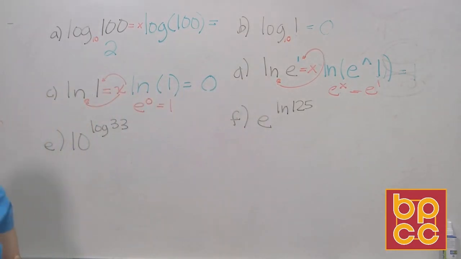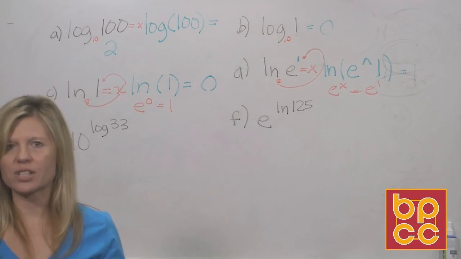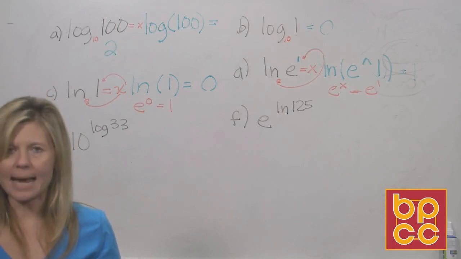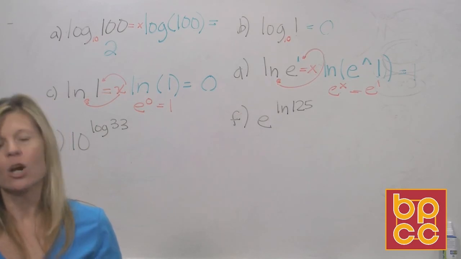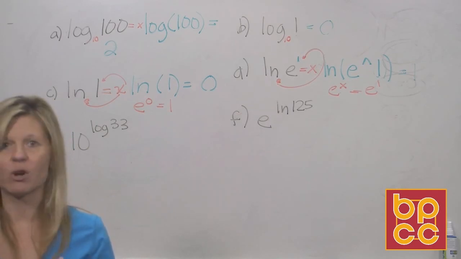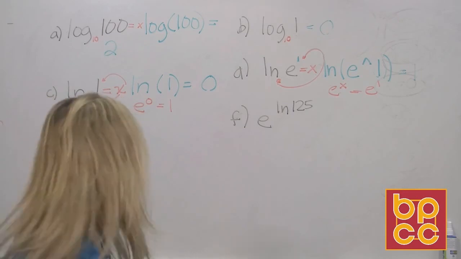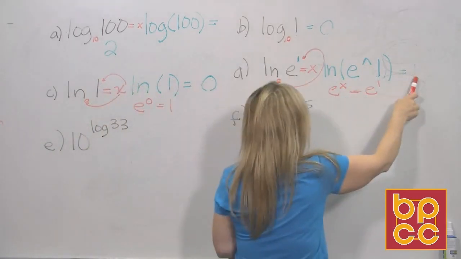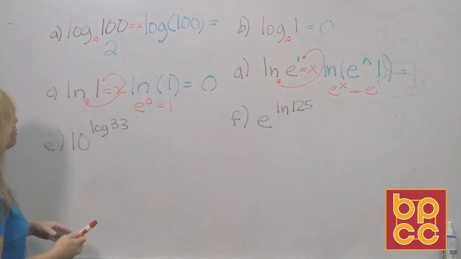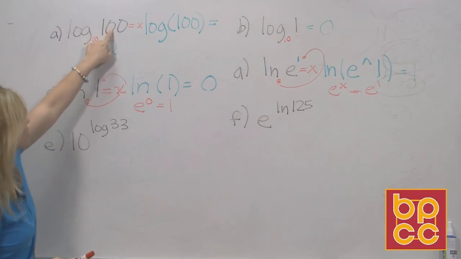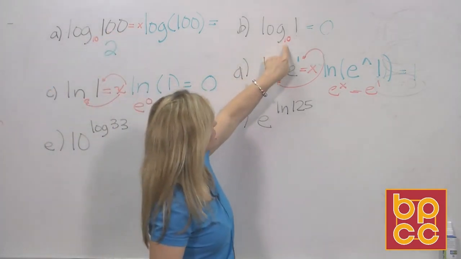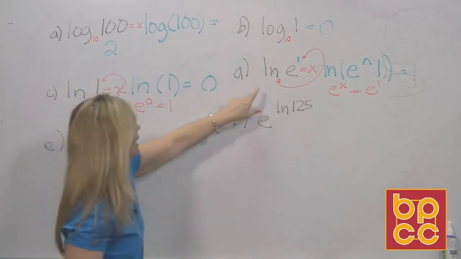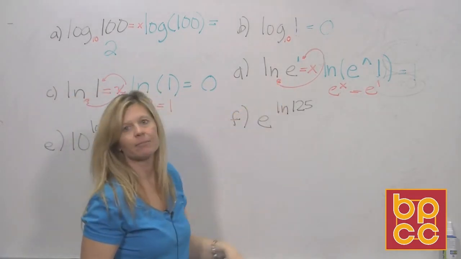So what I want you to understand is instead of you having to swing every single one of these to find the answer, if it's a common log base 10 or a natural log base e, you're typing it in using your calculator, which I have no problem with. But you've got to understand all these answers you're getting out, this 2, this 0, this 0, this 1, were the exponents you would put on the base. 10 squared is 100. 10 to the 0 is 1. e to the 0 is 1. e to the first is e.